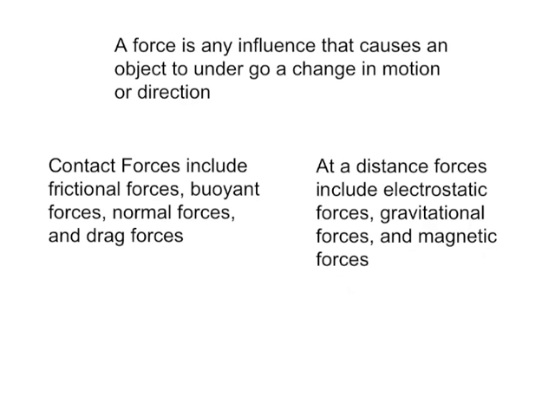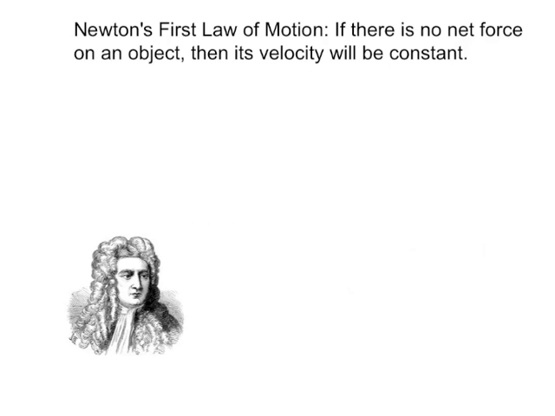If no forces are acting on an object, or if all of the forces acting on an object cancel out, then an object that is in motion will stay in motion, in the same direction and at the same speed, forever. Or if the object is stationary, then it will remain stationary. Newton's first law of motion summarizes this phenomenon quite well. The first law of motion states that if there is no net force on an object, then its velocity will be constant.